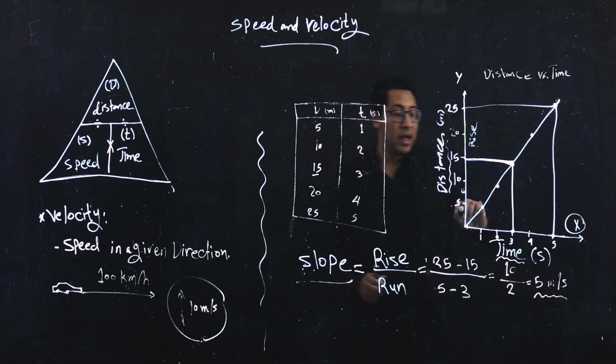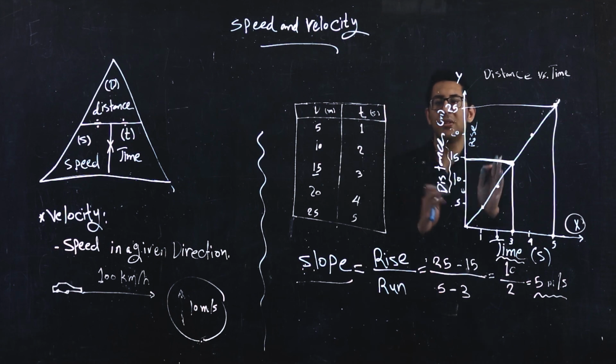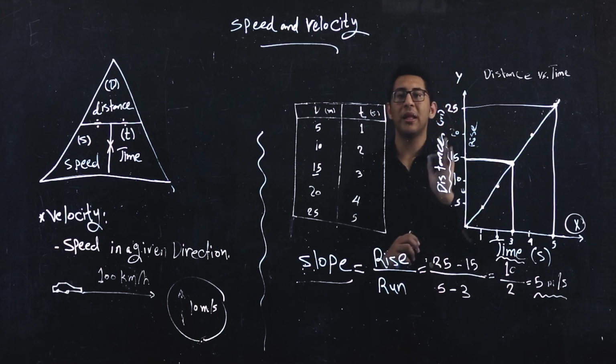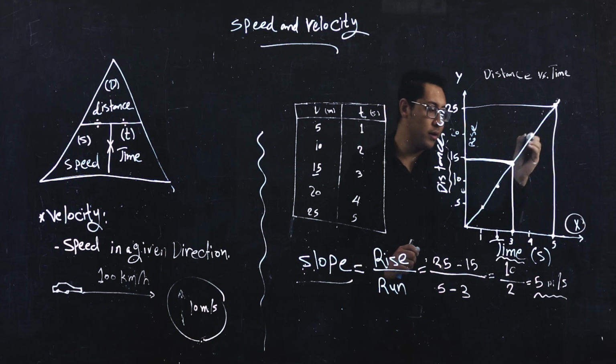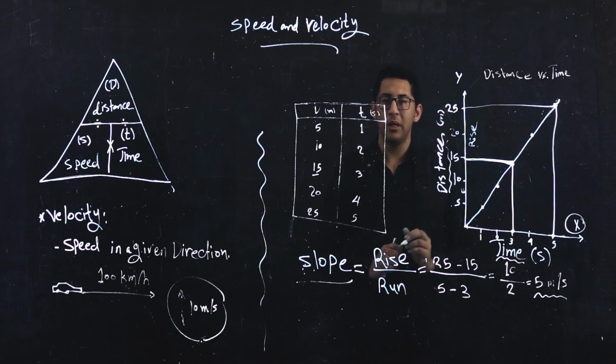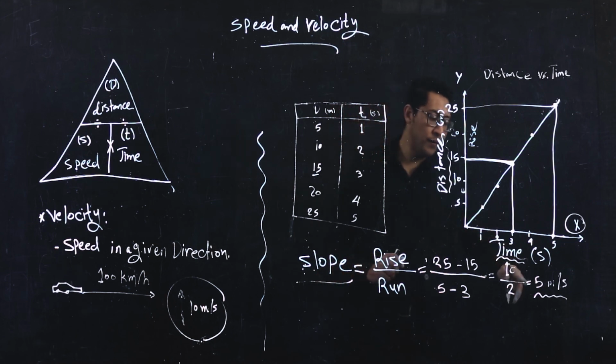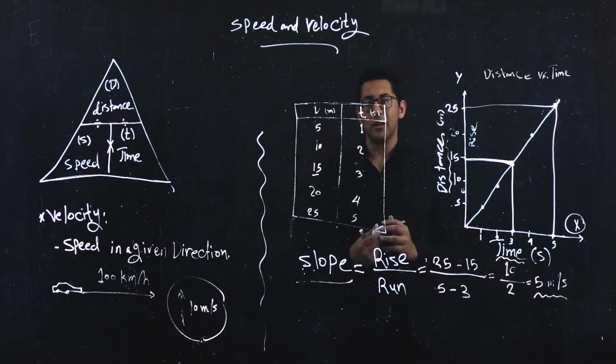And by the way, a straight line means a constant speed. If I choose any other 2 points, it will give me the same value. For example, I will choose this point and this point. 20 minus 10 is 10, and 4 minus 2 is 2. 10 divided by 2 equals 5. Because it's a straight line, it means a constant speed.